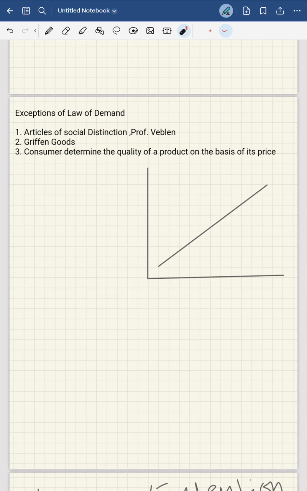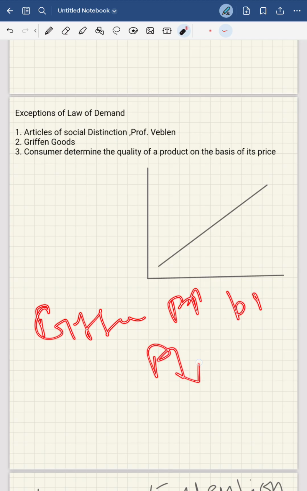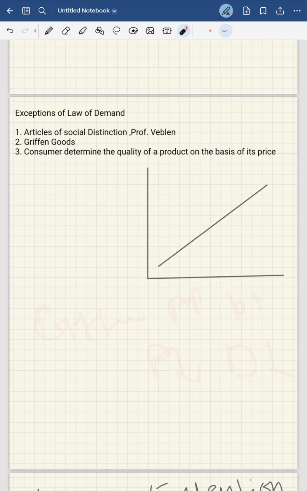Understood? There is Giffen paradox. Giffen paradox, what? When price is high, demand is high. When price is low, demand is low. Why is it known as Giffen goods? Giffen goods because this was given by one person named Sir Thomas Giffen, and paradox means something which is opposite.